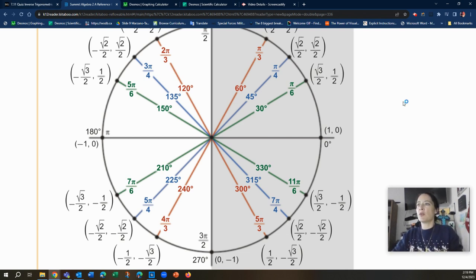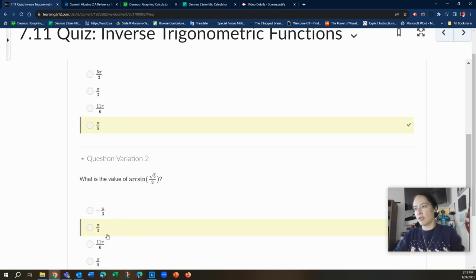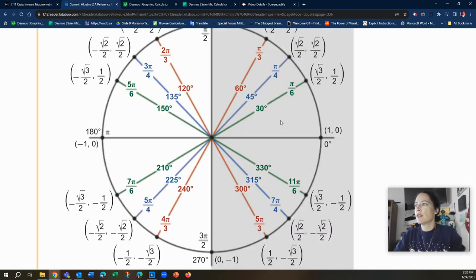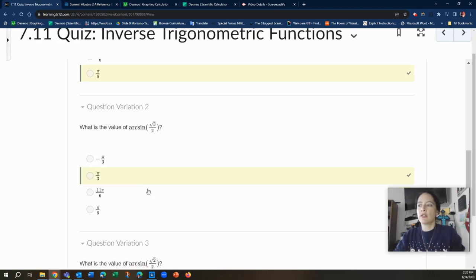Okay, so our question, sine 1/2, pi over 6. Arc sine of root 3 over 2, watch, so pi over 3 is the answer. When we look at the angle pi over 3, the y coordinate on the unit circle will be root 3 over 2. So here we go. Pi over 3, there's our angle. The y coordinate, the sine of pi over 3, is root 3 over 2.